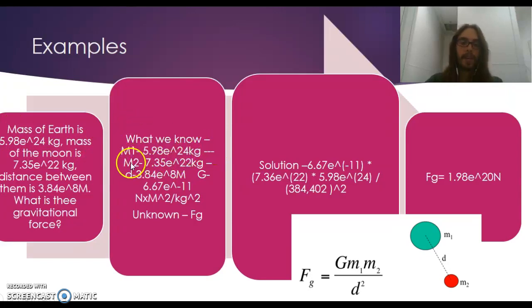Mass of the moon, which is m2, that's 7.35 e to the 22nd kilograms. We know the distance between them, d, which is 3.84 e to the 8th meters. And we know the gravitational constant, G, that's 6.67 e to the negative 11th Newton meters squared over kilograms squared. So what we're trying to figure out is F of G, the gravitational force between the two objects.